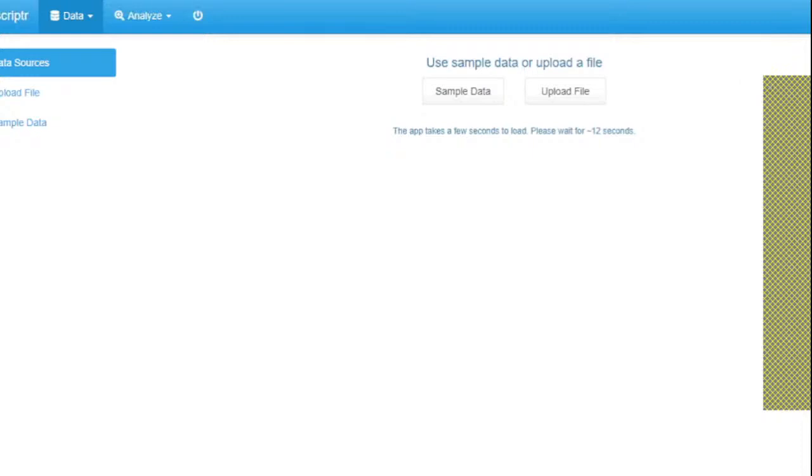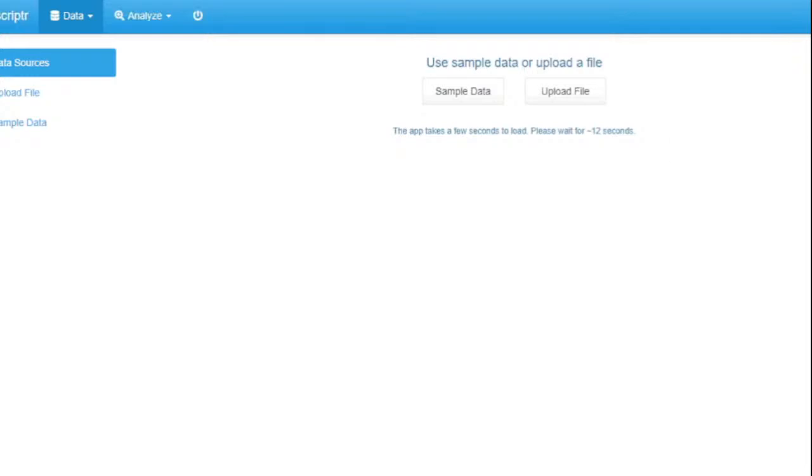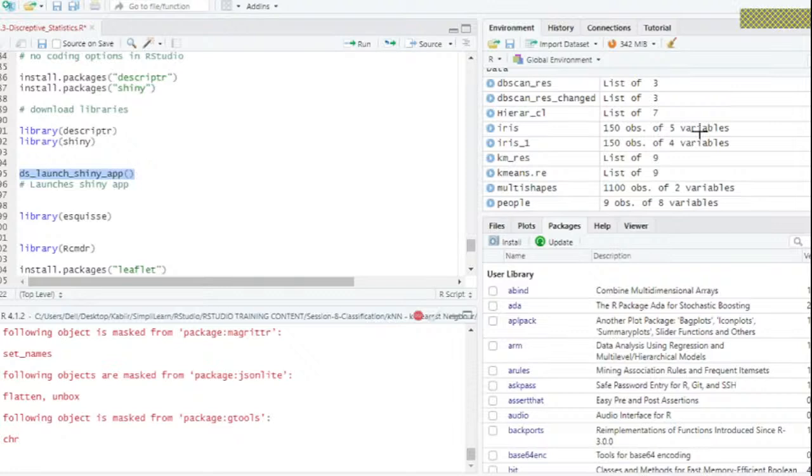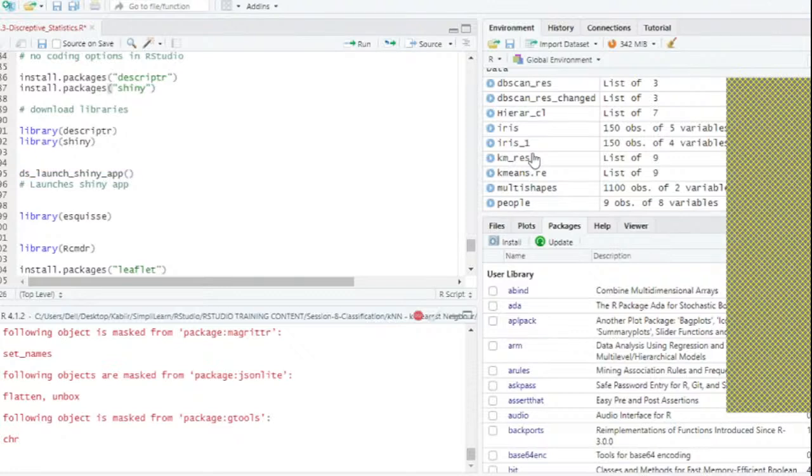Because Shiny is a big package, it has a lot of dependencies, right? So please do that. Shiny will take some time to install. Sachin, did you install Shiny? Did you install Shiny and descriptor?